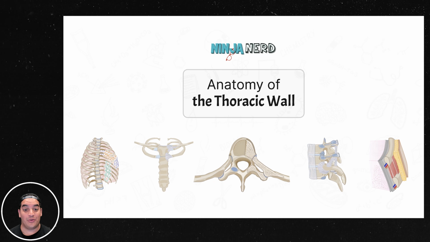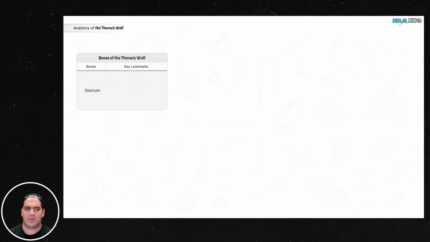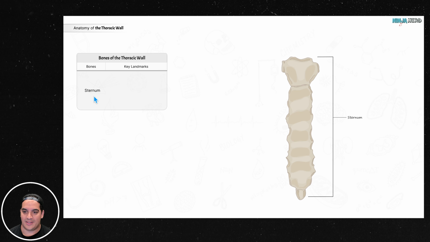All right, my friends, let's dig right into the anatomy of the thoracic wall. We're going to start with the bones. The bones obviously make up a very important structure of the thoracic wall. We'll start with the sternum. That's one of the main components. The sternum is actually made up of three different subcomponents, if you will. The top portion here is called the manubrium of the sternum. And then on that, you see this little notch. This is actually called the suprasternal notch. Some people call it the jugular notch.